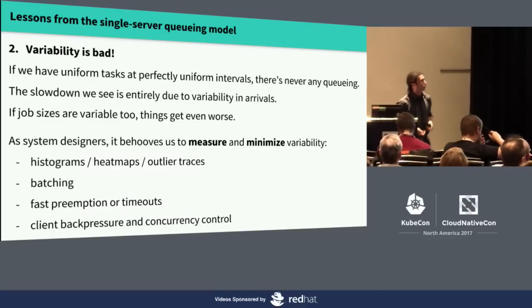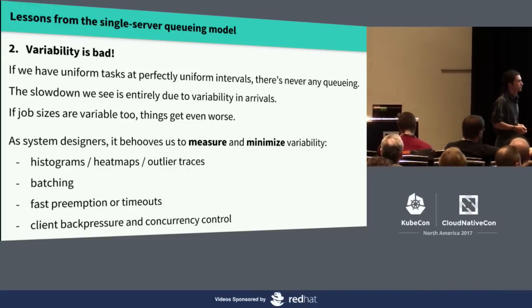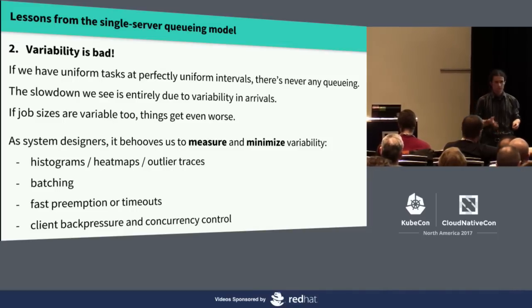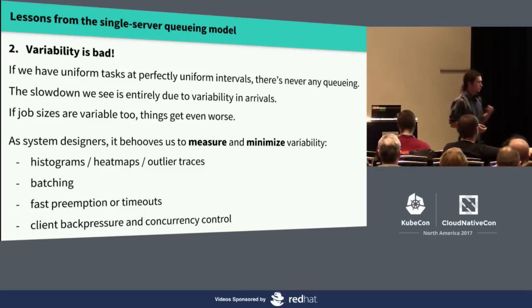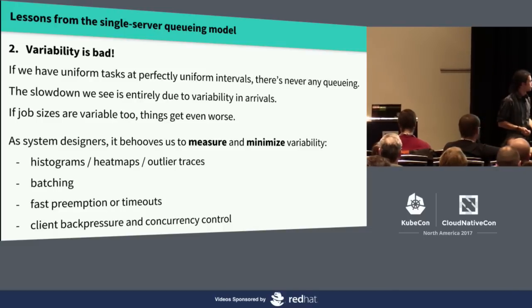So this, again, is a powerful lesson for us as system designers and operators. It means that it behooves us first to measure the variability in our tasks using instrumentation techniques like histograms, heat maps, distributed tracing for outlier analysis, and secondly, to minimize variability using design strategies like batching. The variability of a batch of requests will always be less than the variability of the requests taken singly. So batching helps reduce variability. Similarly, aggressively preempting slow tasks or applying timeouts can help reduce the impact of outlier tasks on the tasks that queue up behind it. And finally, client back pressure and concurrency control help limit variability in arrival rates in a non-trivial system.